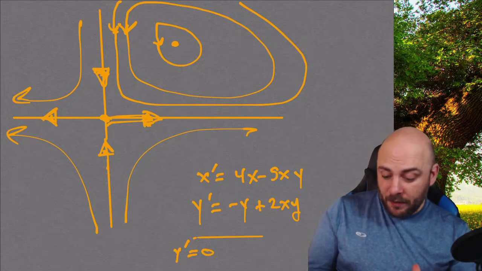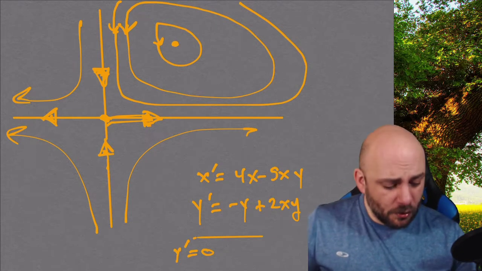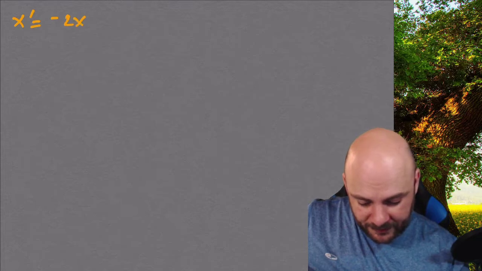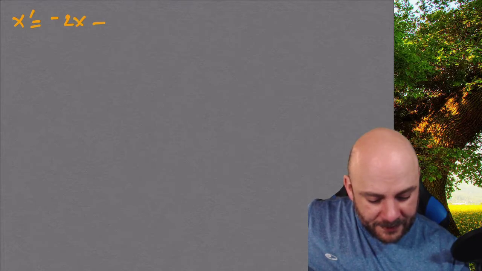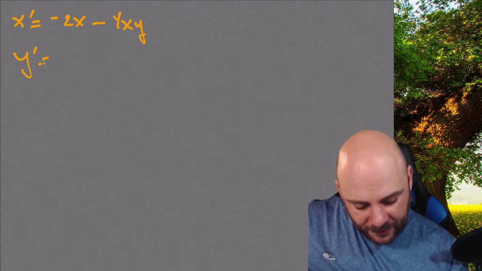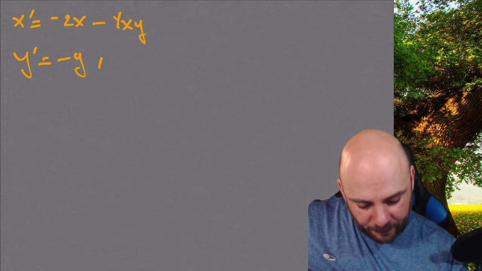Pretty straightforward, I hope. Okay, let's just alter the numbers a teeny tiny bit and run through it again. This one I haven't done ahead of time, so I don't have notes on it. But let's go ahead with x prime equals negative 2x minus 4xy. And y prime, we'll leave the same, negative y plus 2xy.